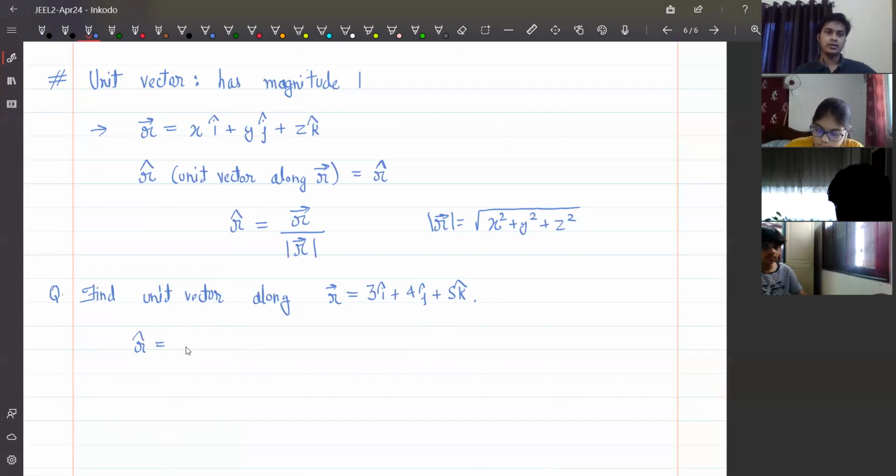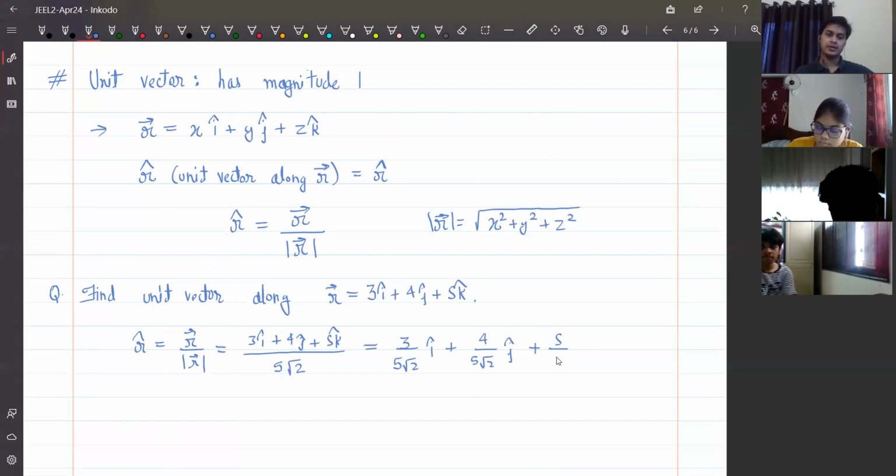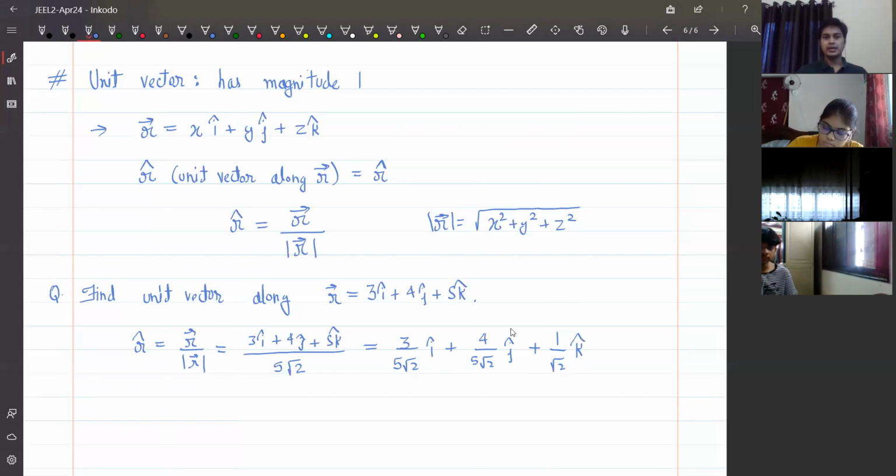So r cap would be r vector by mod of r. That is 3i cap plus 4j cap plus 5k cap divided by mod of r. If you calculate mod of r, this is 50, so 5 root 2. So the unit vector is 3 by 5 root 2 i cap plus 4 by 5 root 2 j cap plus 5 by 5 root 2, that is 1 by root 2 k cap. Means along this vector, along r, this vector is the unit vector.